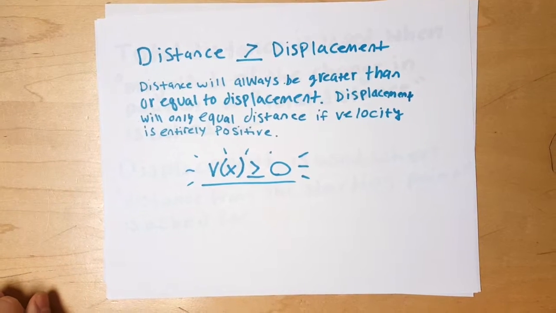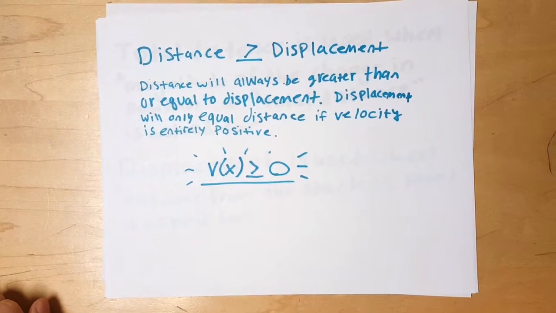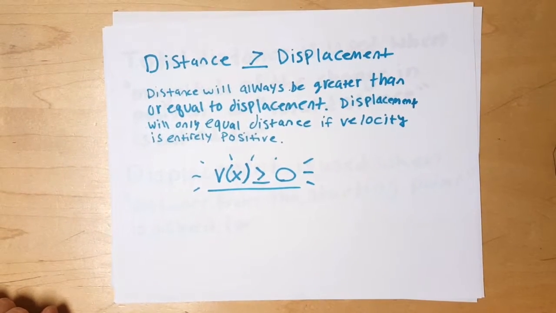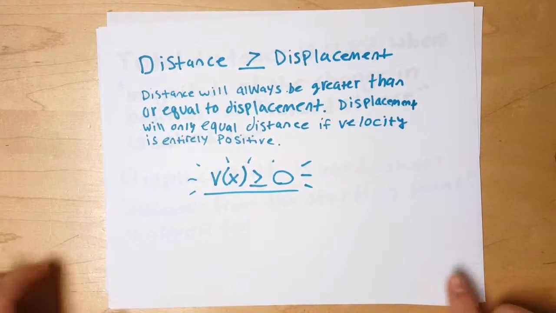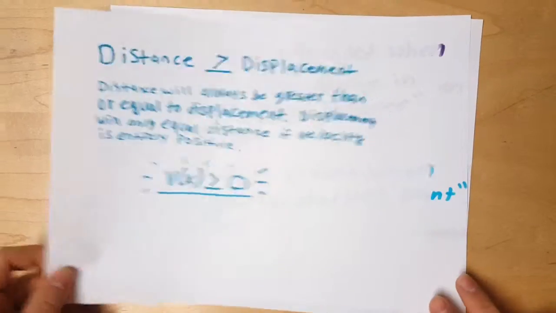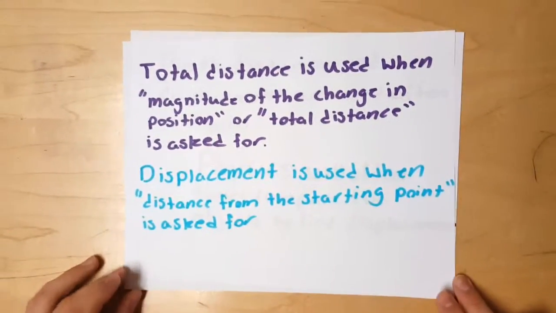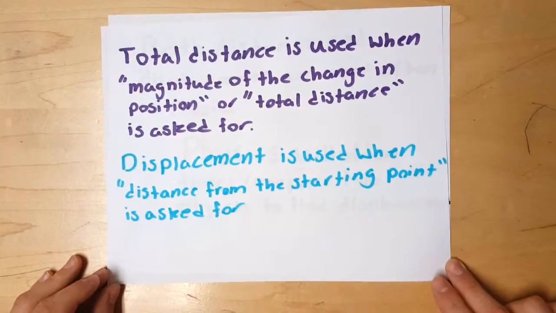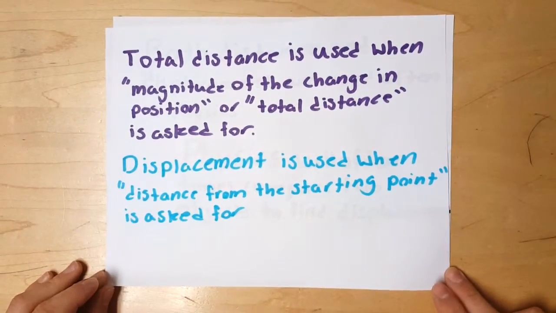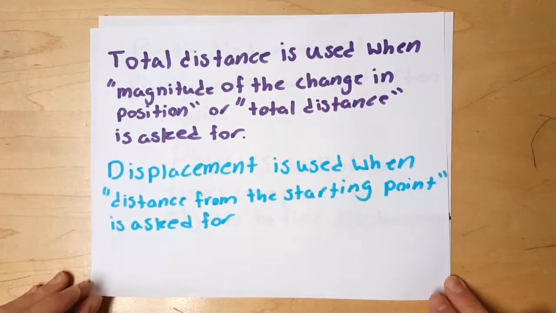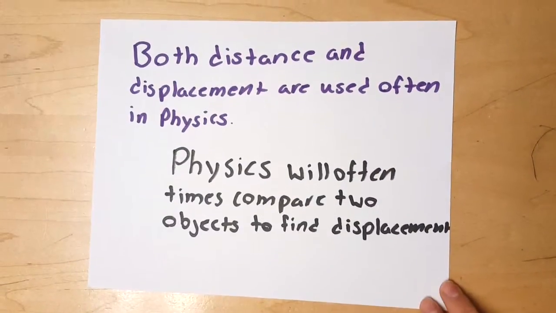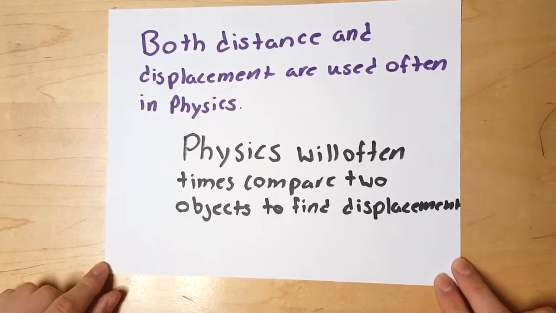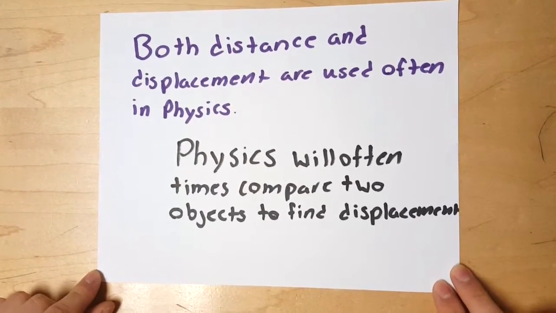Distance will always be greater than or equal to displacement. Displacement will only equal distance if velocity is entirely positive, meaning velocity of x is greater than or equal to 0. Total distance is used when the magnitude of the change in position, or total distance, is asked for. Displacement is used when distance from the starting point is asked for. Both distance and displacement are often used in physics. Physics will oftentimes compare two objects to find displacement.